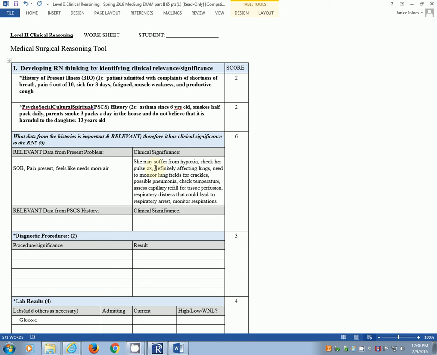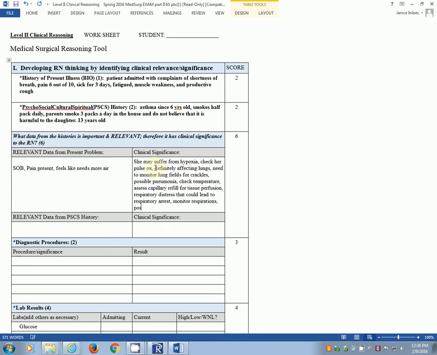So these are things that, just because she has shortness of breath, why is she short of breath? She's only 13 years old. She has asthma. Maybe she's having an asthma attack. Possible asthma attack crisis. Sounds more official. So I could go on and on forever.